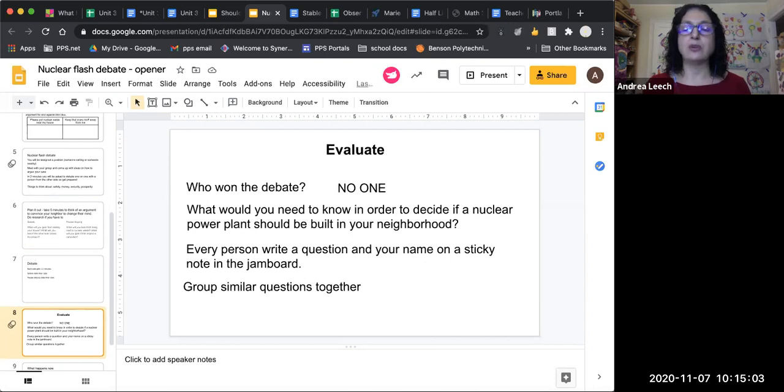As well as, where does this nuclear waste even come from? And that leads us back into all of the units that we've talked about already. So that's that sort of flash debate idea.